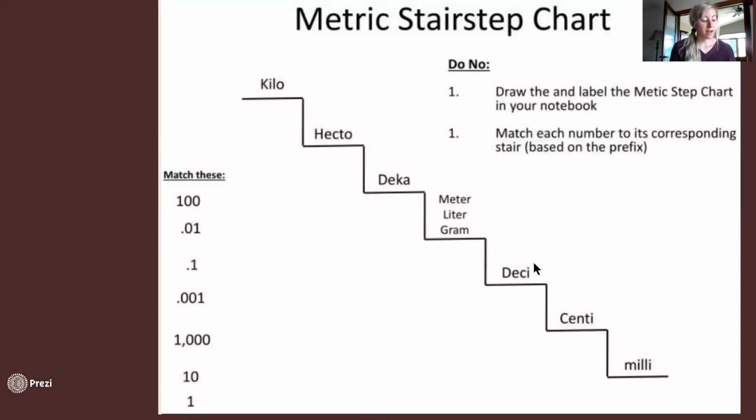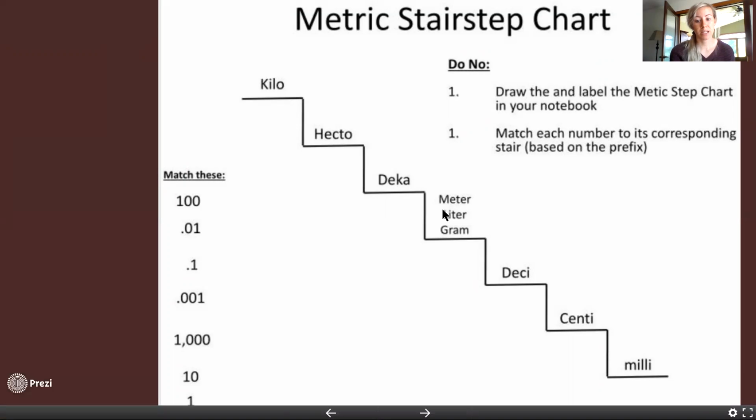Now, you should have this stair chart drawn on your assignment on the back here. So I would like you to go ahead and fill in this chart. First, you'll draw the metric step chart. And then you're going to match each number to its corresponding stair. So you'll write kilo, hecto, deca, deci, centi, milli. And then here we are on meters. We're going to ignore the liter and the gram.